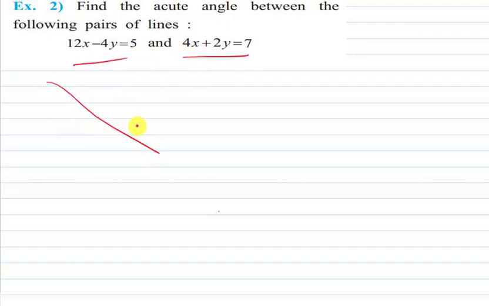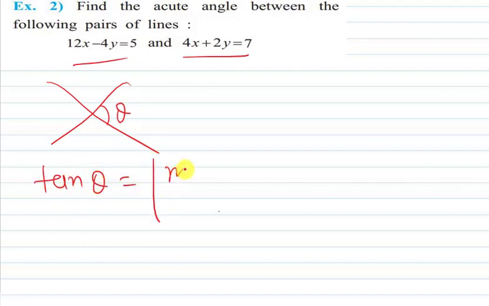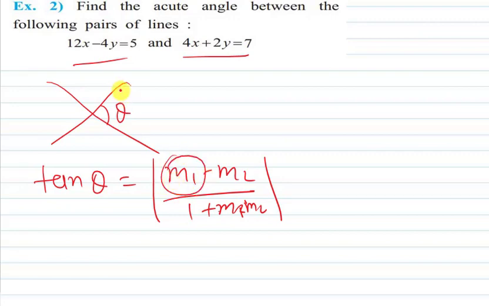We know if two lines make an angle of theta, we can find it by using the formula tan theta equals m1 minus m2 upon 1 plus m1 into m2, right? Here I should know the slope of line 1, m1, and the slope of line 2, that is m2, right? So in that way I can find tan theta, and after finding tan theta I can easily find theta, right? So first we should be able to find the slope of the lines. We have seen just now how to find the slope.